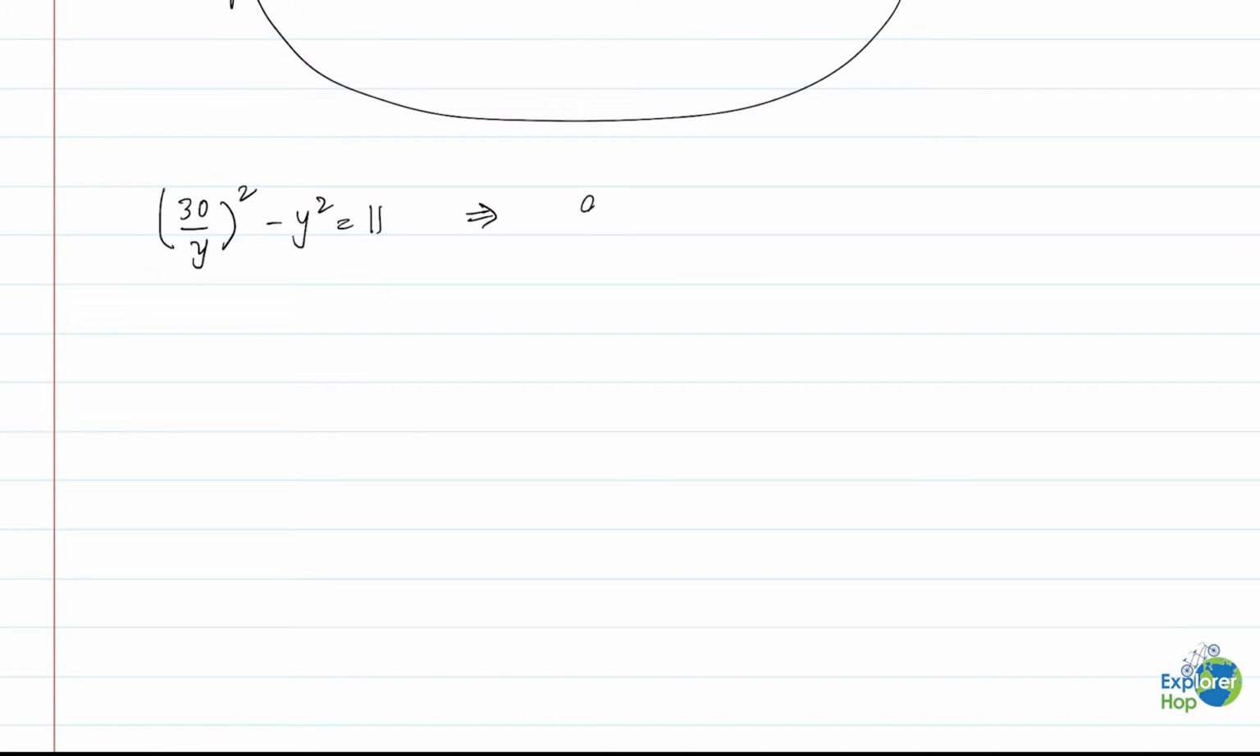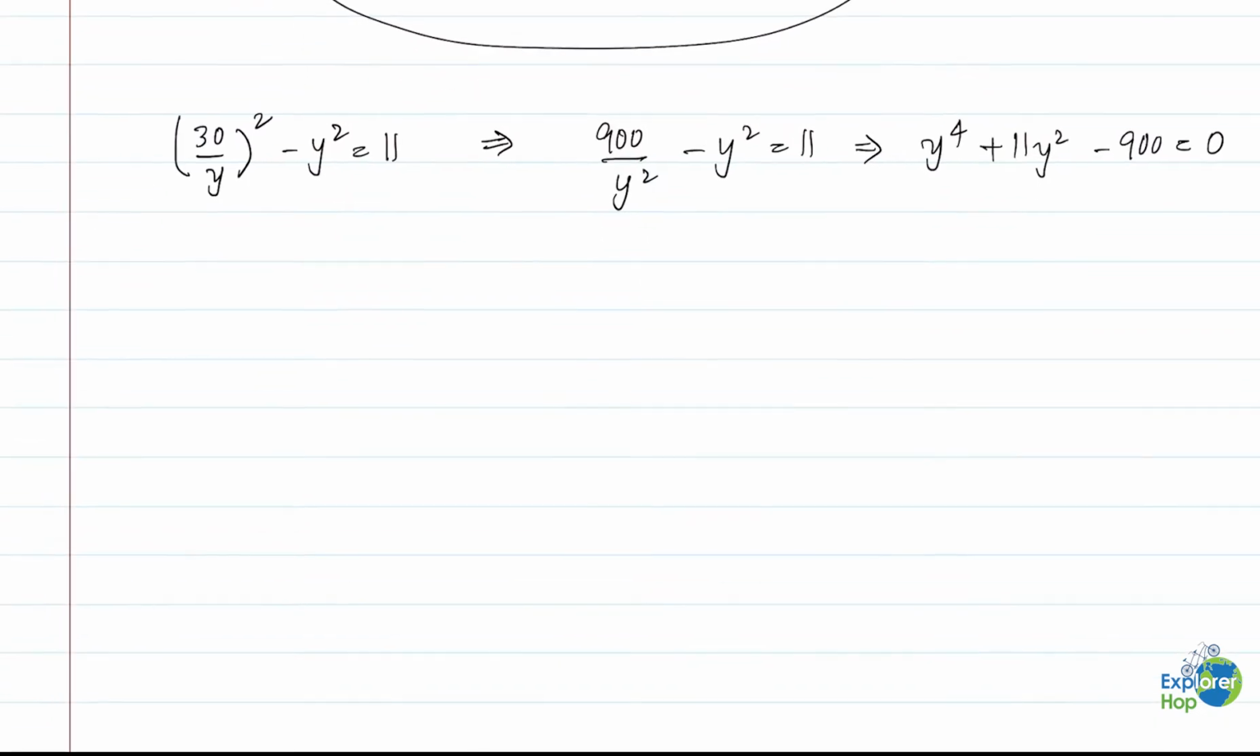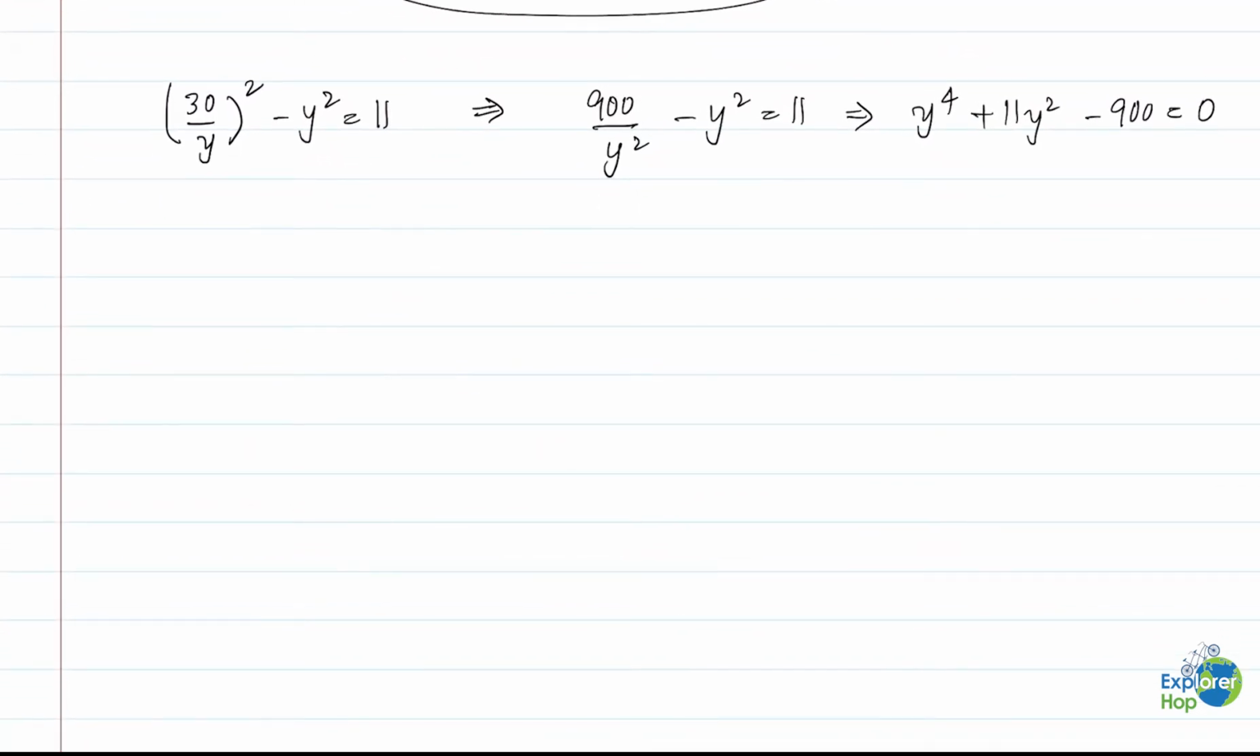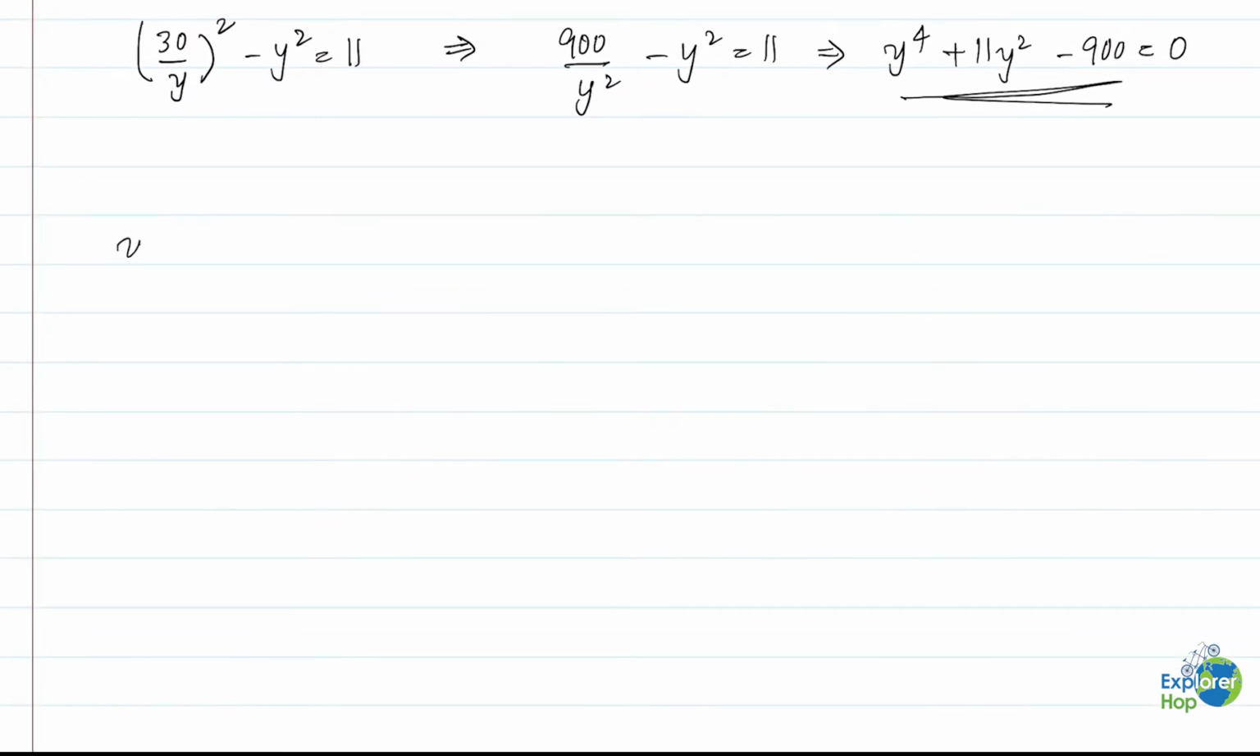Simplifying it a bit, I'd get 900 over y squared minus y squared is equal to 11, which in turn would be equal to y to the fourth plus 11y squared minus 900 equals 0. Now, to find the value of y, we are basically supposed to solve this equation: y to the fourth plus 11y squared minus 900 equals 0.